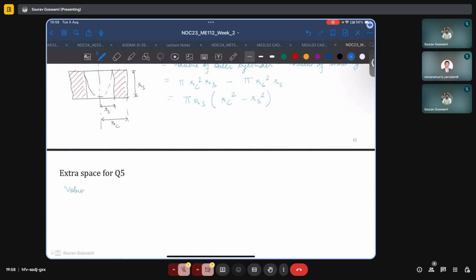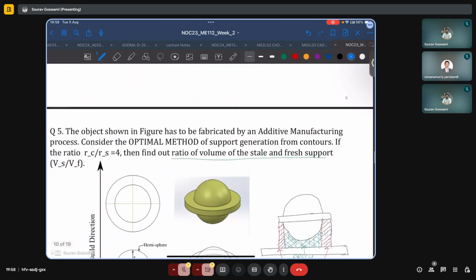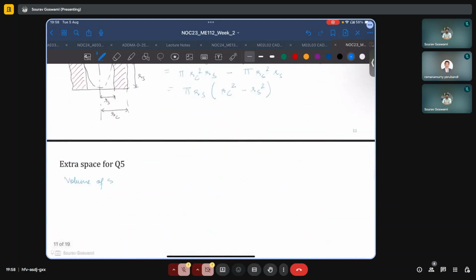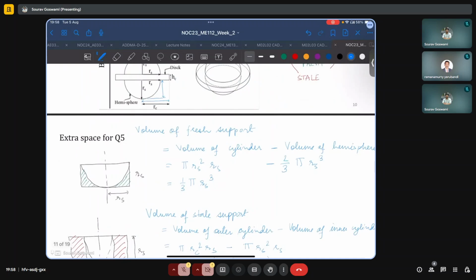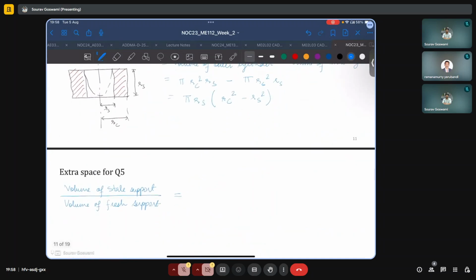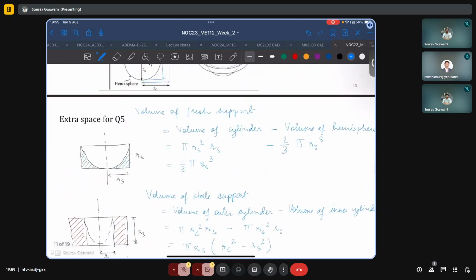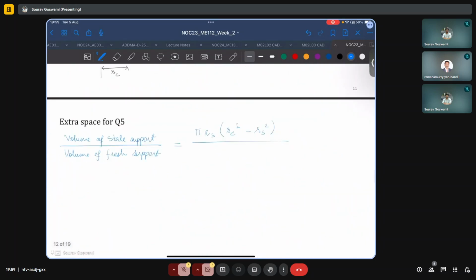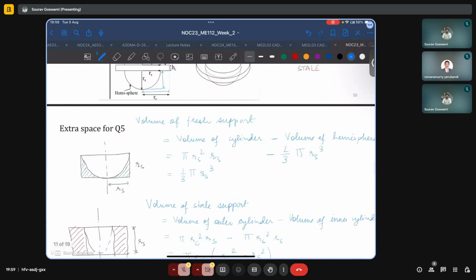So volume of stale support over the volume of fresh support will equal pi RS times RC square minus RS square by 1/3 pi RS cube.